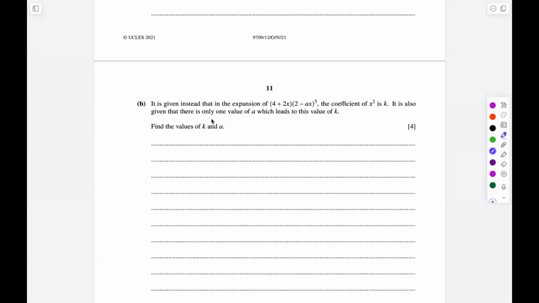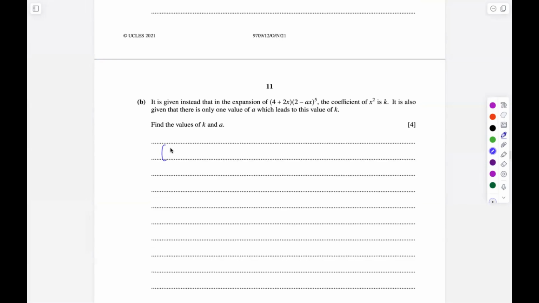In part B, it is given instead that in the expansion of (4 + 2x)(2 - ax)^5, the coefficient of x squared is k. It is also given that there is only one value of a which leads to this value of k. We have to find the values of k and a. Now we already have the expansion for (2 - ax)^5.